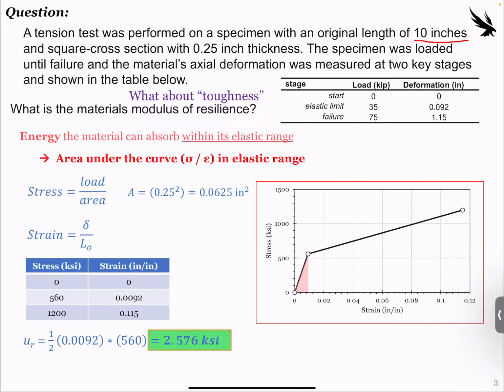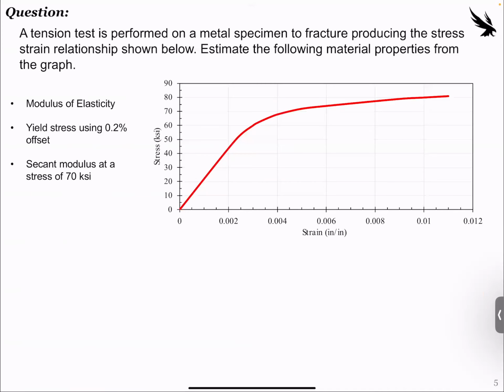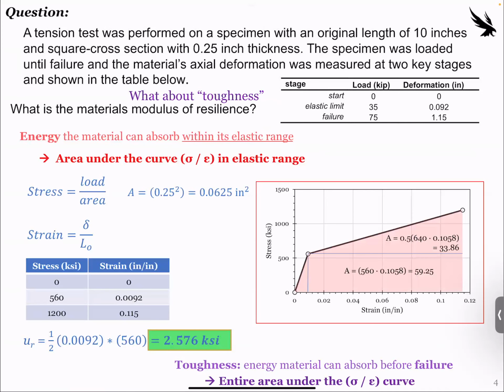Now let's just say, what if they asked for toughness instead? Now toughness is the same thing. We're looking at energy, but instead of the linear elastic range, we're looking at the energy that it can absorb before it fails. So this would be the entire area under the stress strain curve. So for this, we would have to divide this into different segments. We have the original triangle, we have the rectangle, or you could do a trapezoid, either way, but you would add the total area up to get the total toughness. And again, that would be in the same terms of KSI.